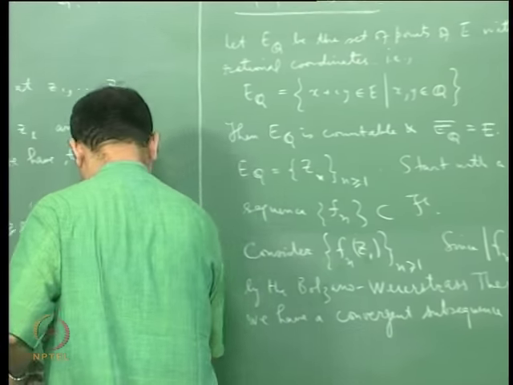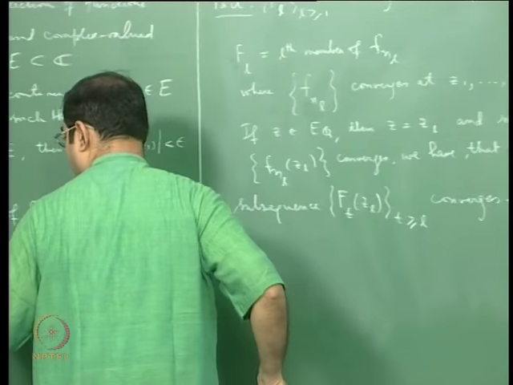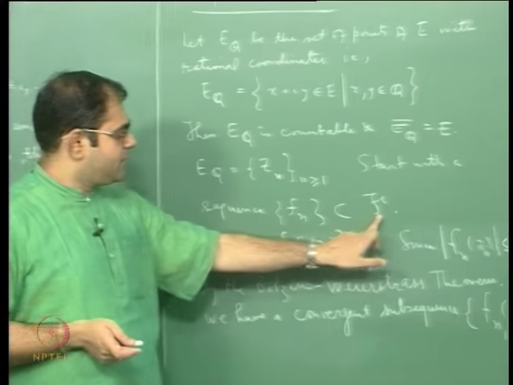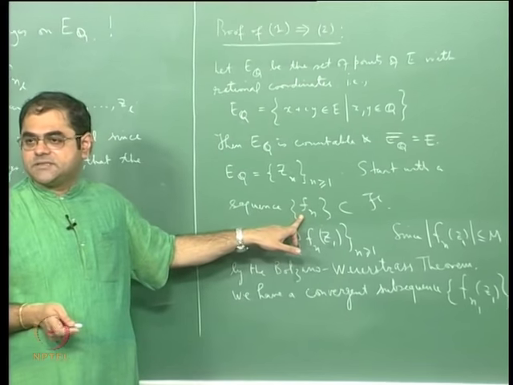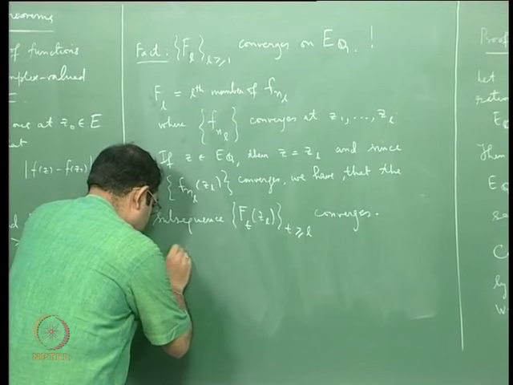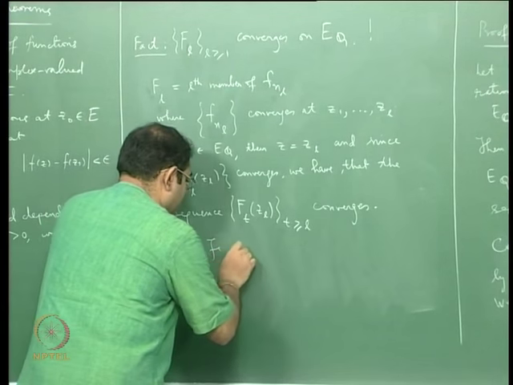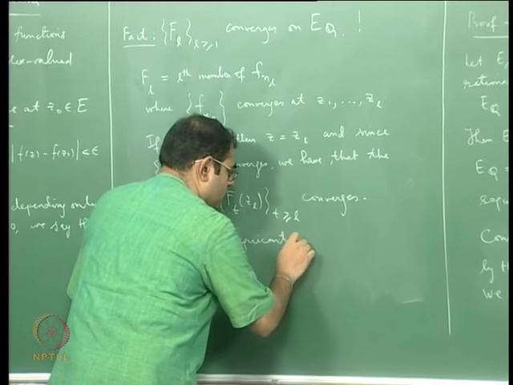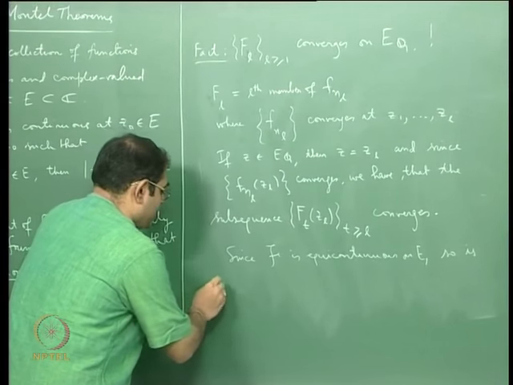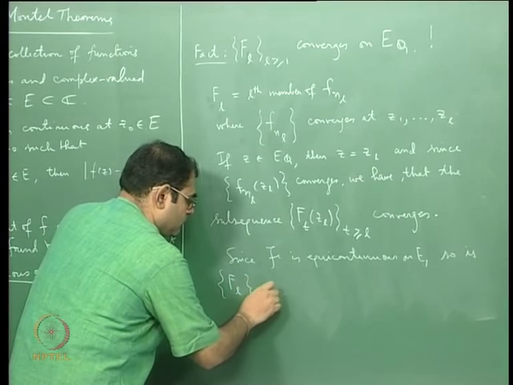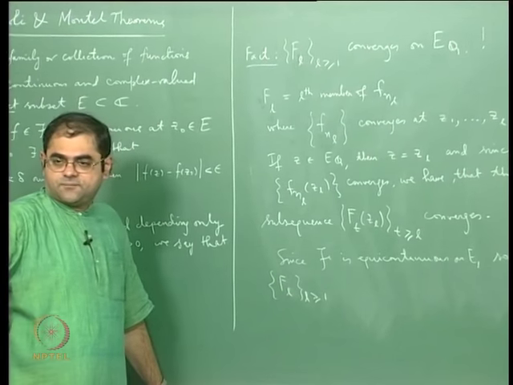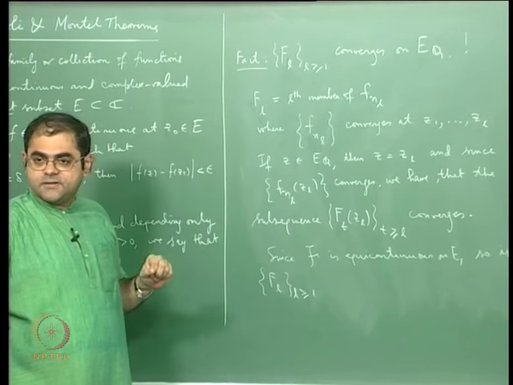So we do the following thing. Note that we have equicontinuity of the family script F, and therefore this holds for any collection of functions in the family. So it also holds for these F sub L's. Let me write that down. Since script F is equicontinuous on E, so is F sub L. After all, this is also a sequence in script F. In fact, this is a subsequence of the given sequence Fn that we started with, right?